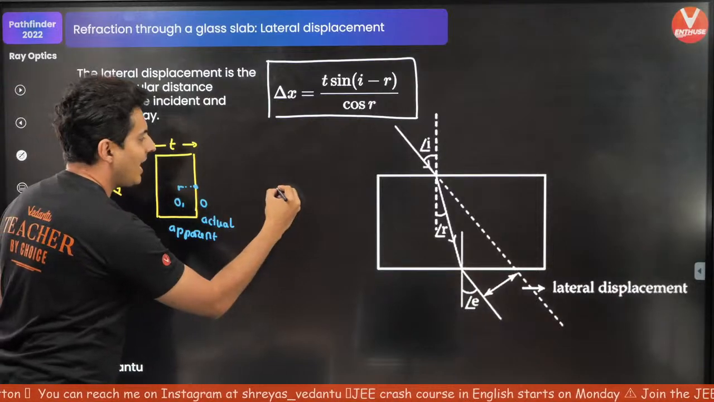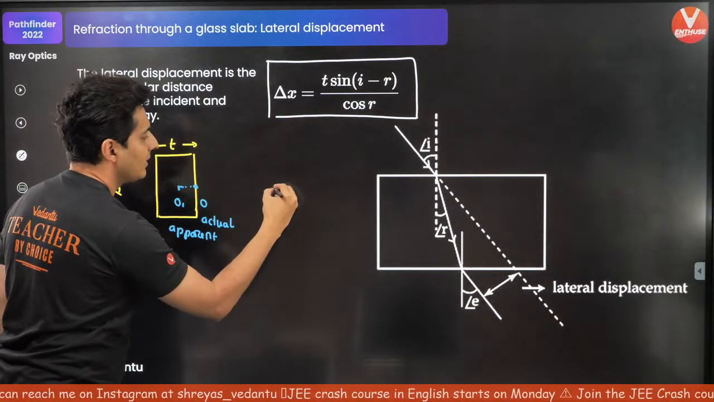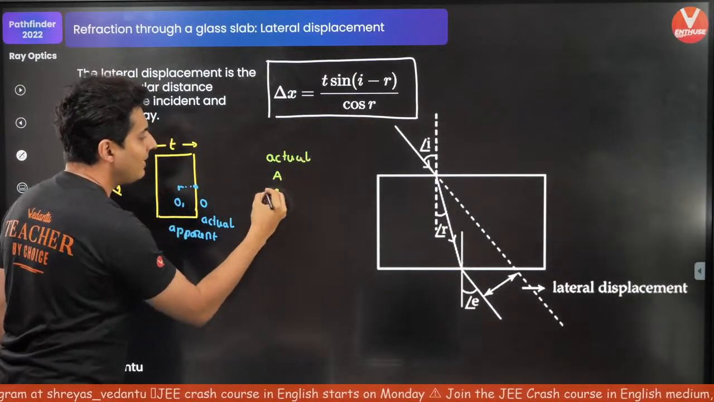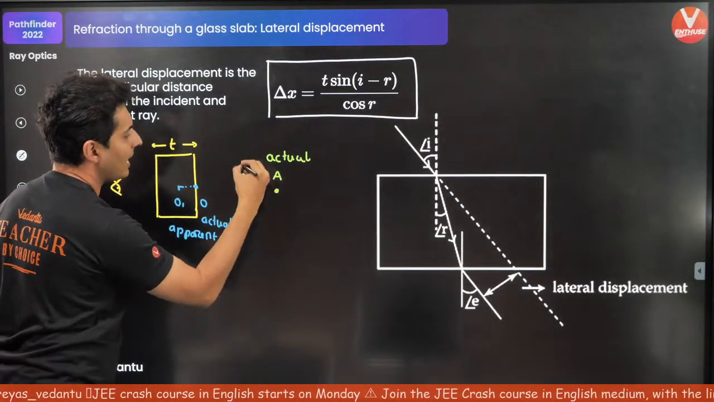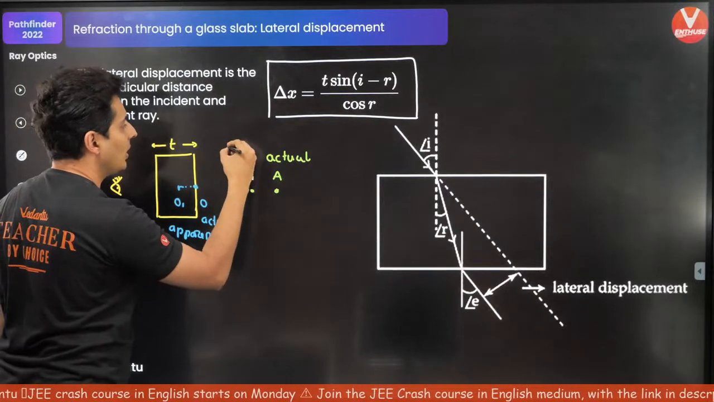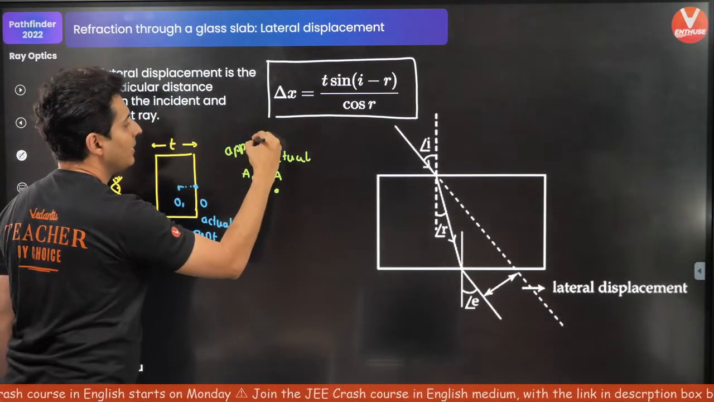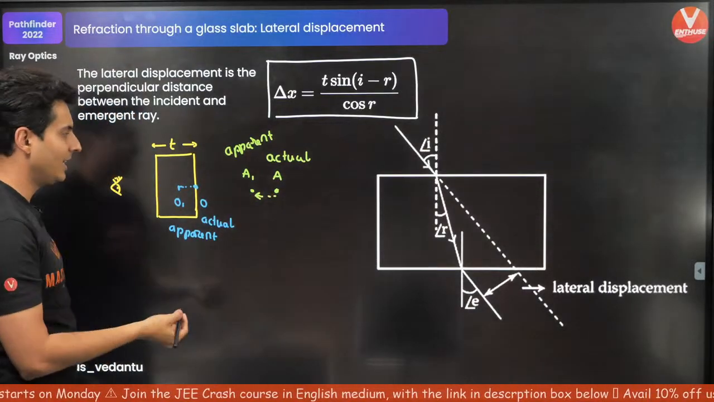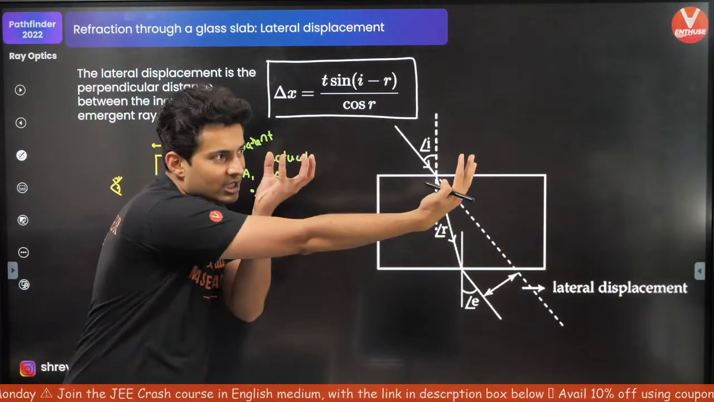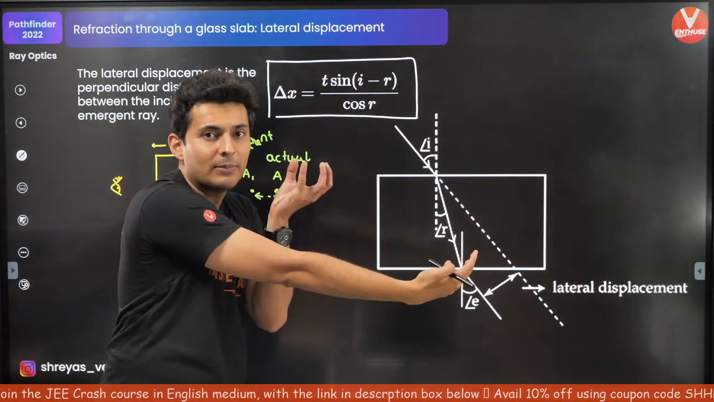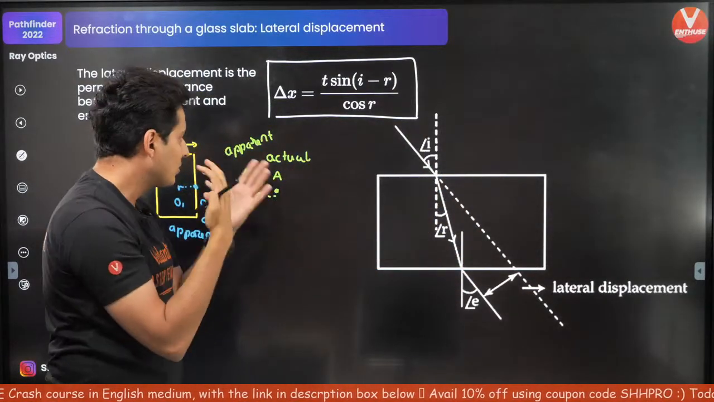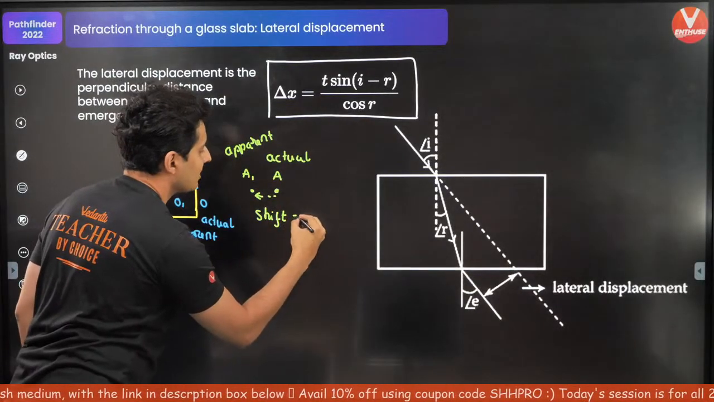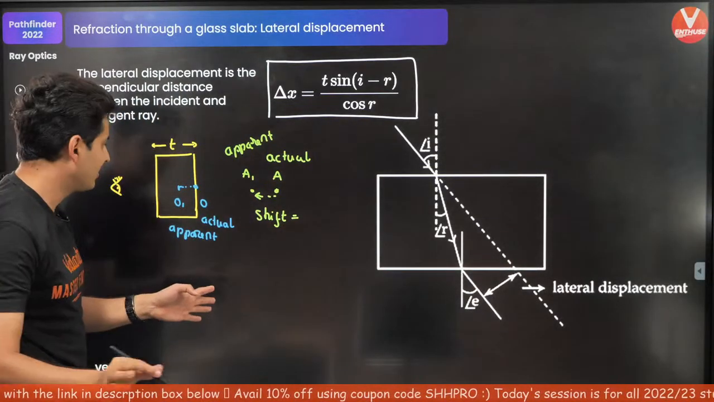So if I have some point like A over here, this is actual, I will find that point over here at A prime, A1, whatever you want to call it, this will be the apparent position. This is the amount by which it has been shifted. So a glass slab shifts everything, the entire world behind it, by some amount. That shift can be easily found, and I'll tell you what it is.